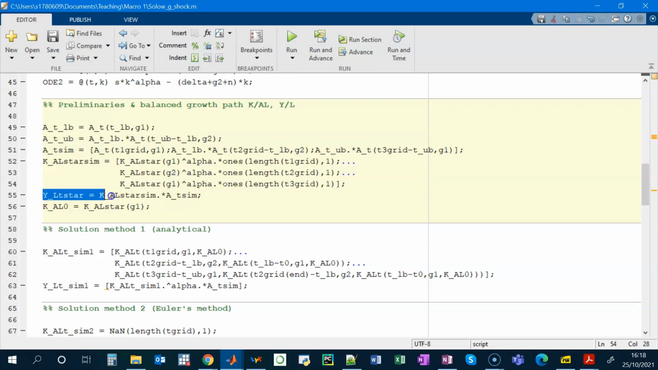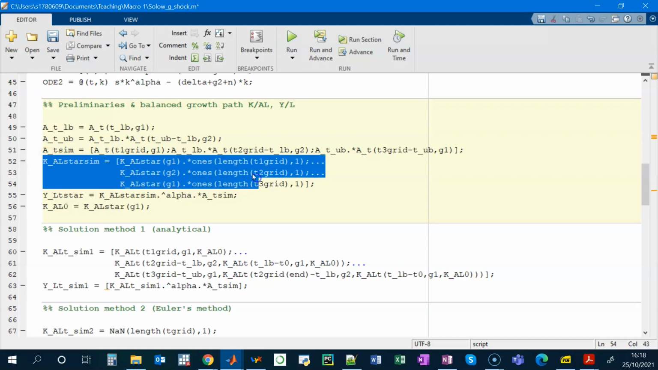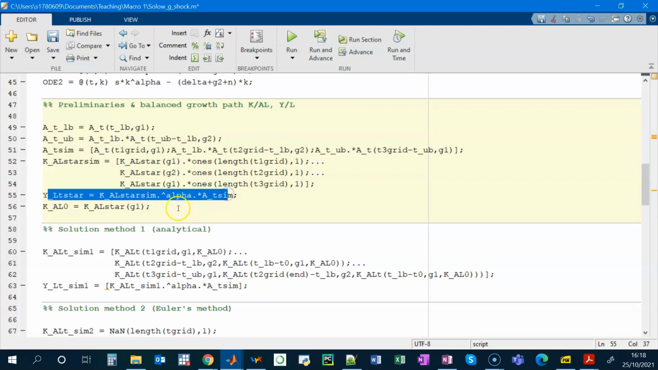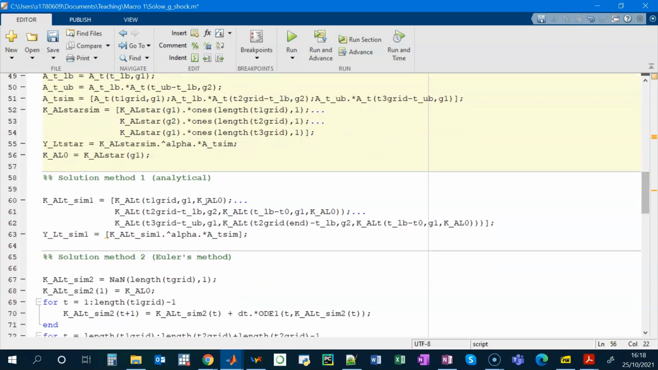And then output per worker is just capital per effective worker. It should be raised to the power of alpha here. And let me get rid of that here, because this technically should be capital per effective worker. So what we have here now is truly capital per effective worker, and this is output per worker on the balanced growth path. Now, solution method 1, the analytical solution.